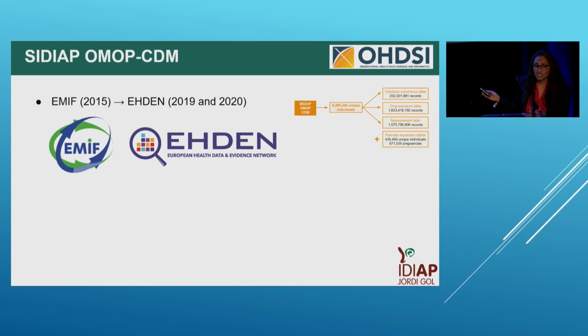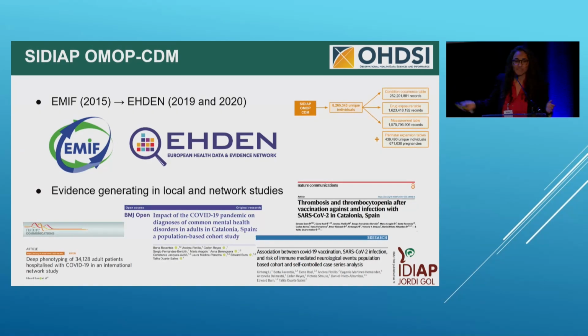Also in 2020 with the pandemic, we got more funding and a lot of support from EHDEN to get the COVID-19 data mapped to the OMOP common data model. Since then, we've been able to generate a lot of evidence, both locally and in network studies. And here are just a few examples.